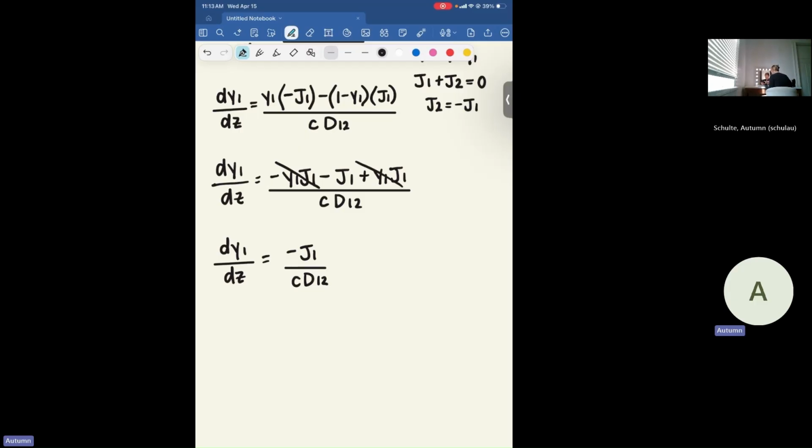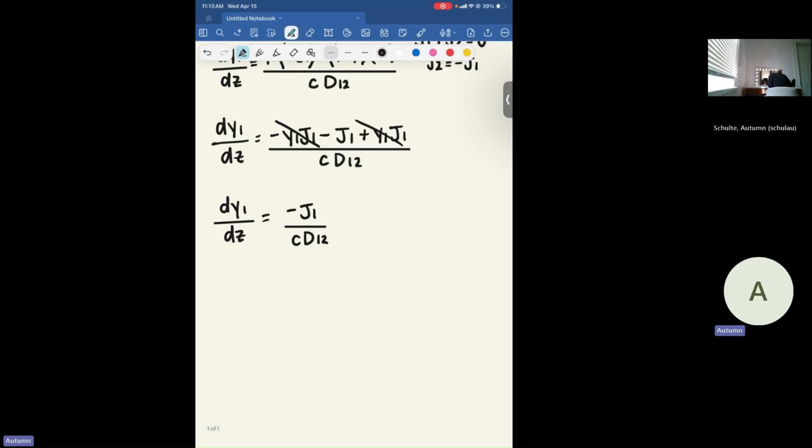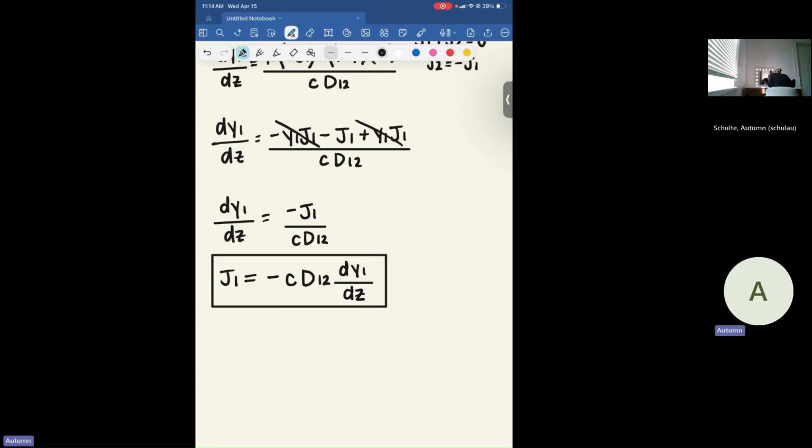And this is Fick's law. It might not look like it, so we are going to rearrange. We are going to have the molar diffusive flux of component 1 is equal to negative the overall molar concentration multiplied by the diffusive constant of components 1 through 2 multiplied by the derivative of the mole fraction of 1 with respect to our position z. And this is Fick's law.